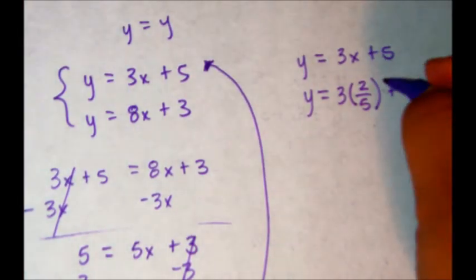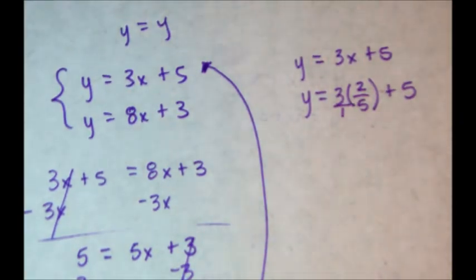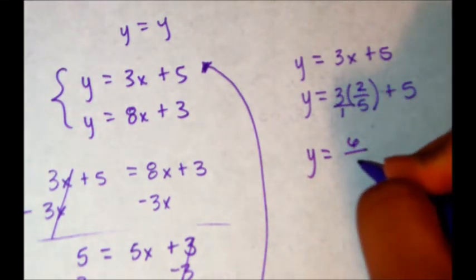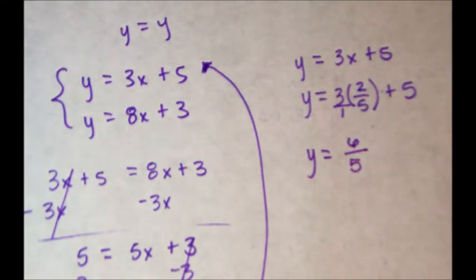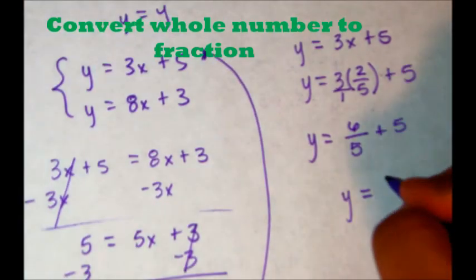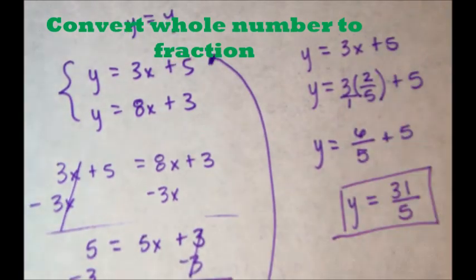When I'm multiplying a whole number by a fraction, I can make my whole number a fraction by putting a 1 under it, and then I'm going to multiply straight across. So y is equal to 3 times 2, which is 6, over 1 times 5, which is 5. So I have 6 over 5 plus 5. I actually end up with the y coordinate of 31 over 5.